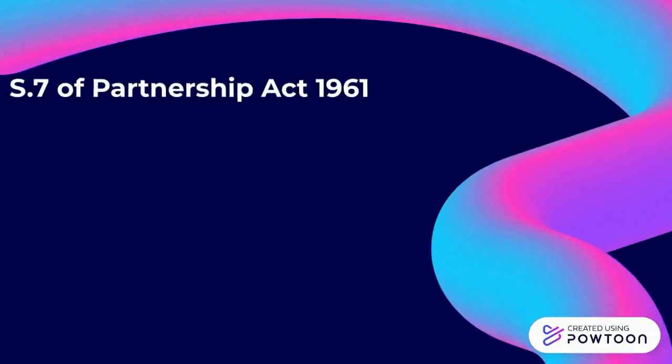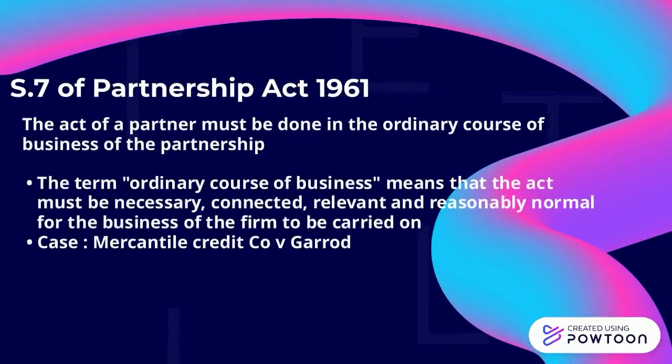Second, the act of a partner must be done in the ordinary course of business of the partnership. The term ordinary course of business means that the act must be necessary, connected, relevant, and reasonably normal for the business of the firm to be carried on.